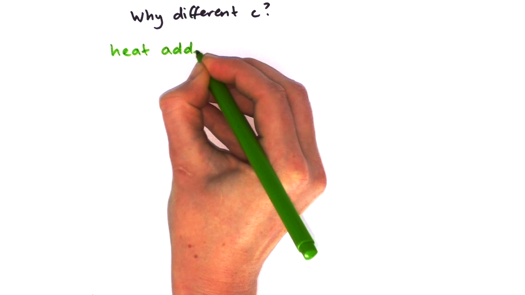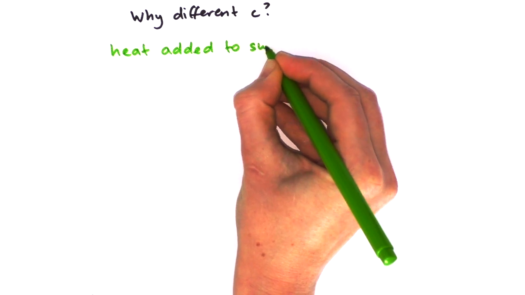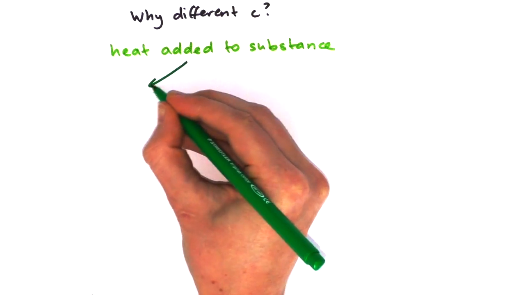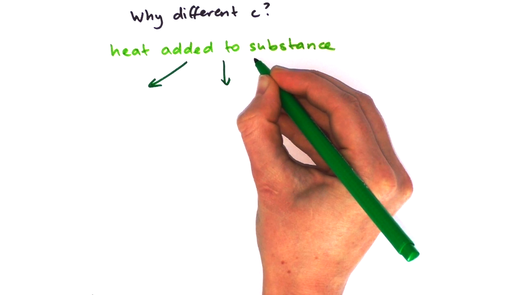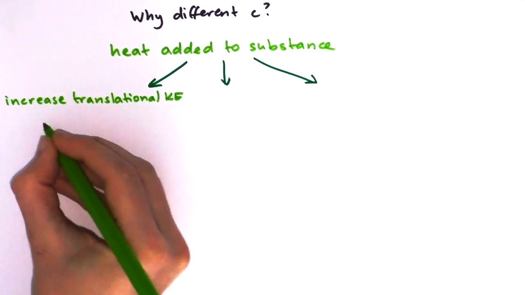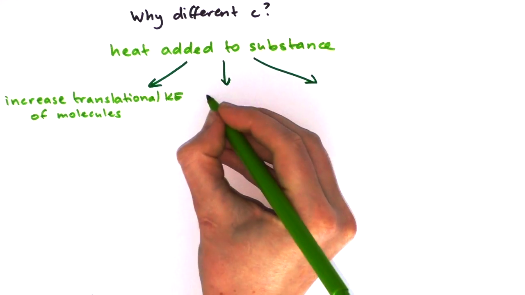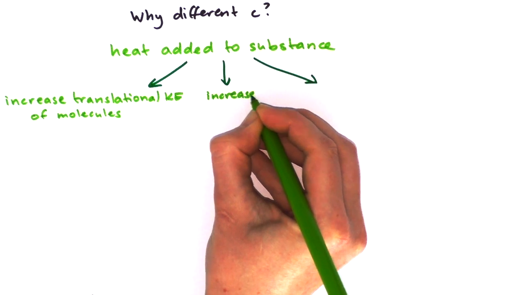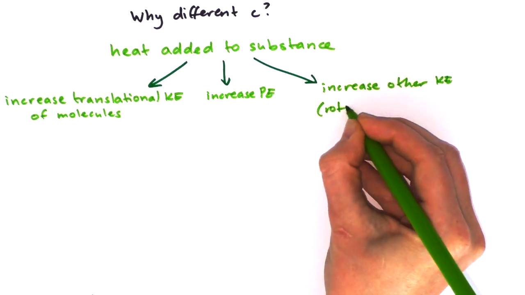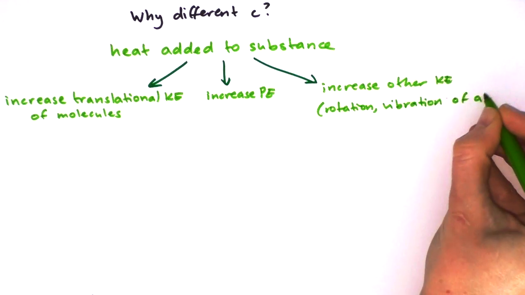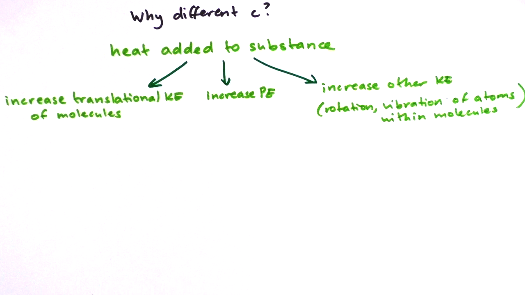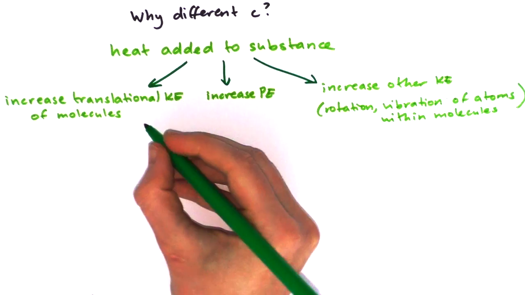Well, I'll try to explain why by looking at what the heat that we add to a substance does to a substance. Where does it go? So there are three different types of energy that the heat goes into. One is the translational kinetic energy of the molecules. Another one is an increase in the potential energy of the molecules. And the third one is to increase other kinetic energies, so rotations of molecules or vibrations of atoms within the molecules. So these are all three types of energy that we talked about in the internal energy topic.